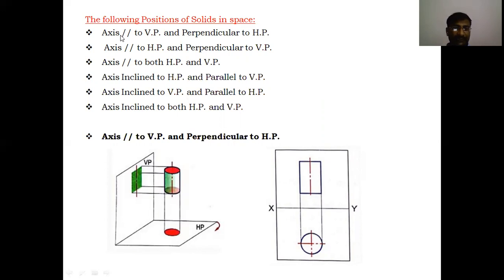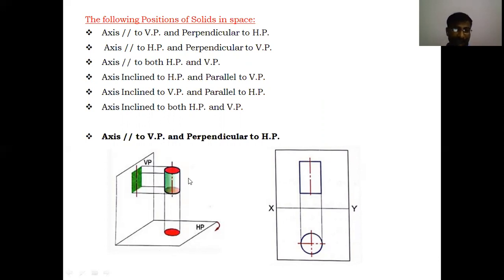The axis of the solid is parallel to VP and perpendicular to HP. This is one of the positions. Whenever the solid axis is placed parallel to the VP, it is perpendicular to the HP. Like that, position of solid is like this.